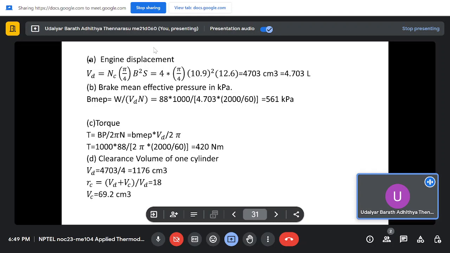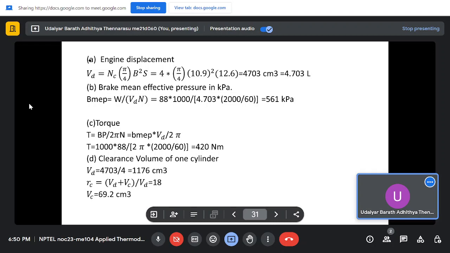This is the displacement volume, but this is happening while the engine is running at 2000 rpm. So taking that into account: 88 kilowatt, 88 into 1000 to convert it to watt, divided by displacement volume 4.703 into 2000 divided by 60 to convert it into seconds. Solving this will give you 561 kilopascal. So that is the brake mean effective pressure.